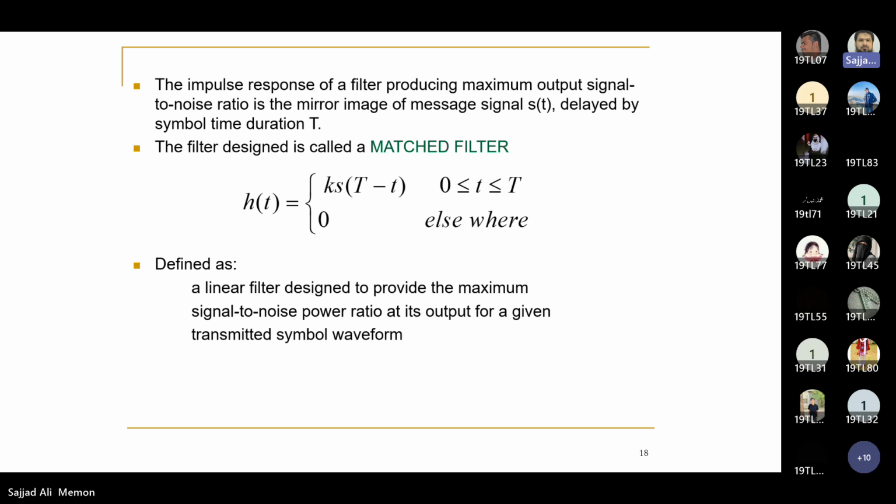The impulse response of a filter producing maximum output signal to noise ratio is the mirror image of the message signal s(t), delayed by a symbol time duration T. So this is s(t), but this is s(minus t). So it's a mirror image and then delayed by time duration T, that is a symbol time. And this filter design is called the matched filter, defined as a linear filter designed to provide the maximum signal to noise ratio at its output for a given transmitted symbol waveform.